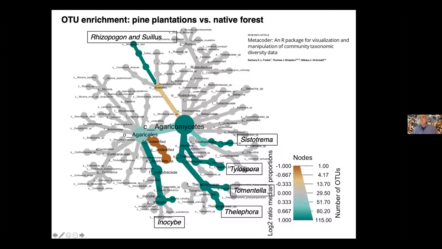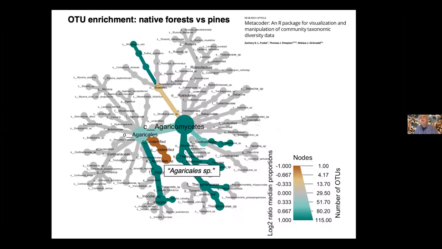We also see certain other groups, including several species of Inocybe that are enriched, Thelephora and Tomentella and other members of that lineage, Tylospora and Athelia, as I mentioned earlier. And one surprise was the genus Cystotrema, which doesn't get picked up too often, but appears to be consistently associated with pines. If we do the converse comparison and ask which fungi are enriched in the native forest relative to the pine plantations, you get a very unsatisfying answer: Agaricales sp. These are sequences that are insufficiently identified. But when we look closely at these sequences, what we find is that these are species of Laccaria and I think Tricholoma, but I'm still working on those identifications.